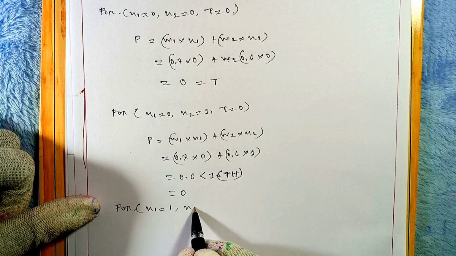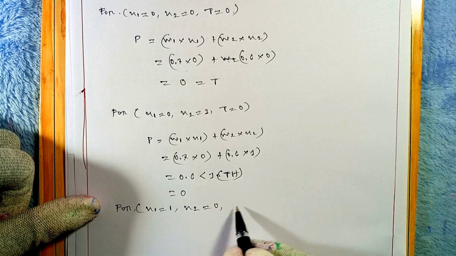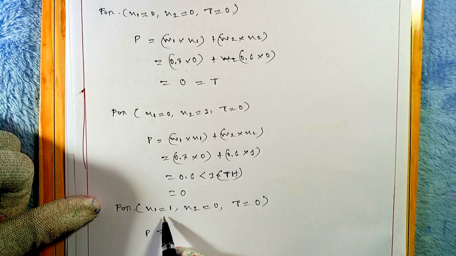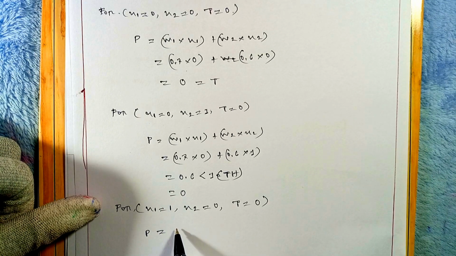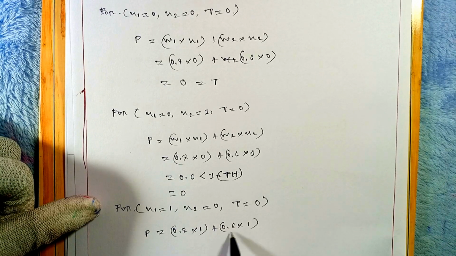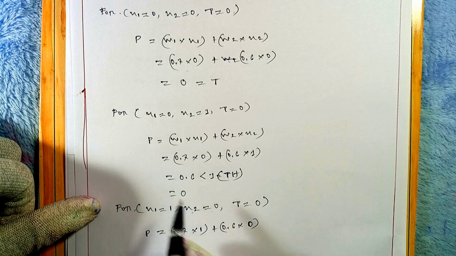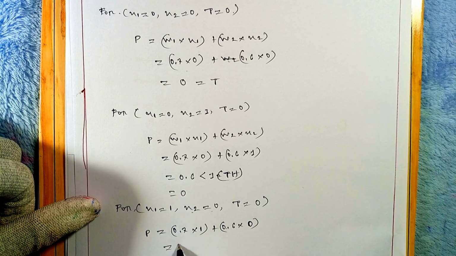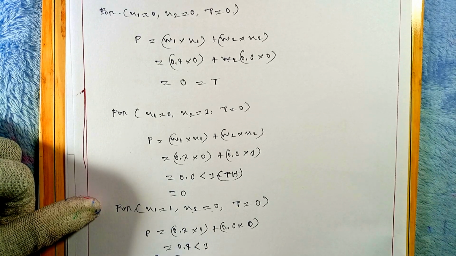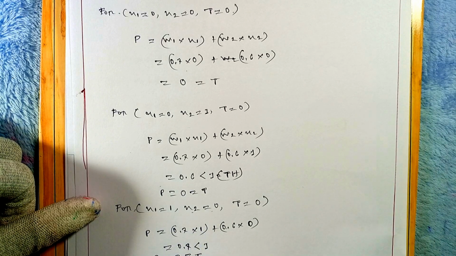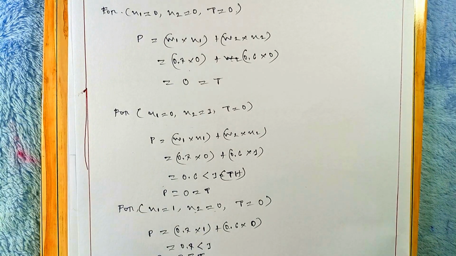Next, x1 is 1, x2 is 0, and target is 0. So the predicted value will be x1 into w1, which is 0.7 into 1, plus x2 into w2, which is 0.6 into 0. The value will be 0.7. It's also less than 1, so the value will be 0. This time predicted equals target, so we don't have to do anything, and we check the next point.